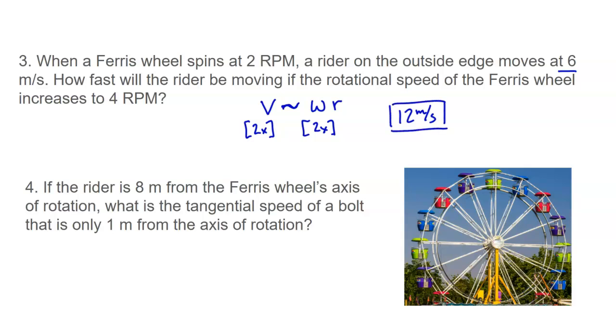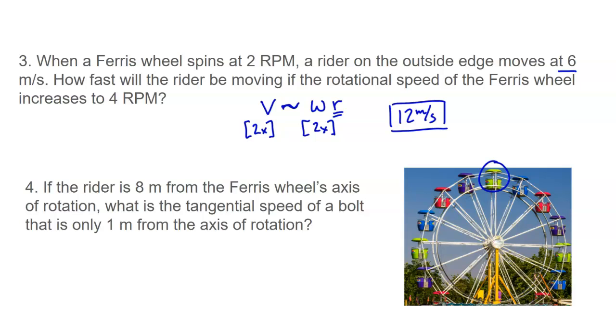Now I am making the assumption that we are traveling on the same Ferris wheel, that the r is staying constant. So that is going to be important. We are making that assumption. You can tell in the picture, all these rides are at the same distance from the center of the Ferris wheel.